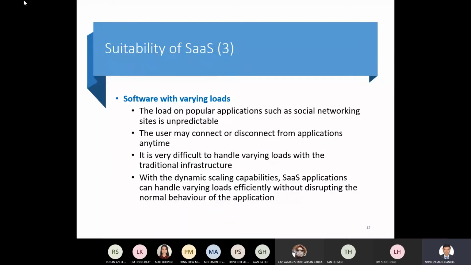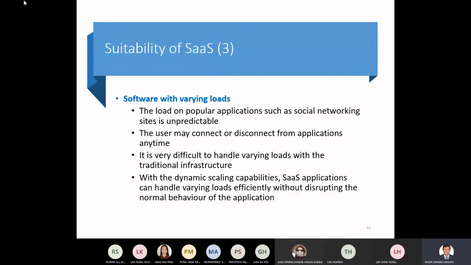Now, software with varying loads. The load on popular applications such as social networking sites is unpredictable. So for those companies which have a requirement where the scalability is higher and the load on the software is higher, SaaS is best suited. Remember that we discussed that it is highly scalable and its availability is high. So this is the best suitable.